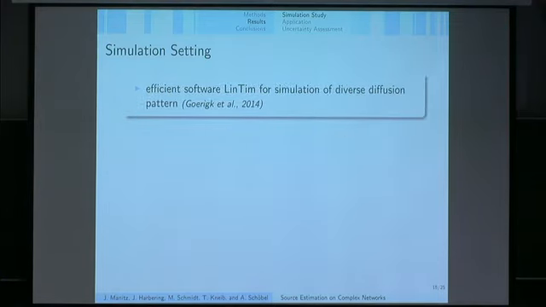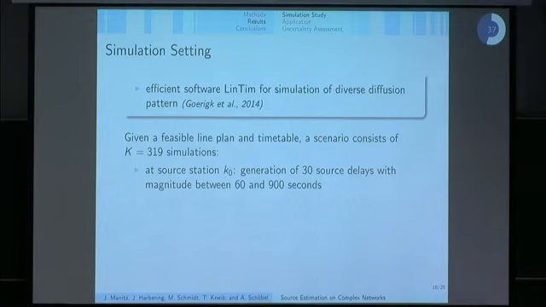The playground was actually Linton, which is a simulation software which has implemented different optimization techniques of how you prioritize passengers, transfers and track occupation if you change the order of the trains or not. And we assume that we have a line plan and a timetable, so that's what we put in as a basis. And then each scenario consists of 319 simulations, which means that each node in the network is once a source node of spreading delays.